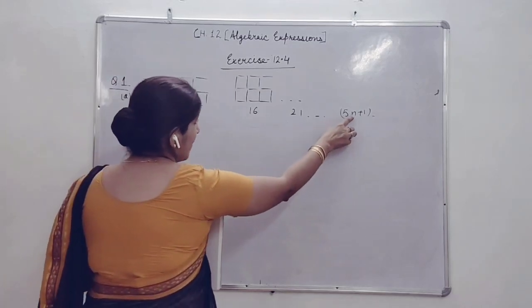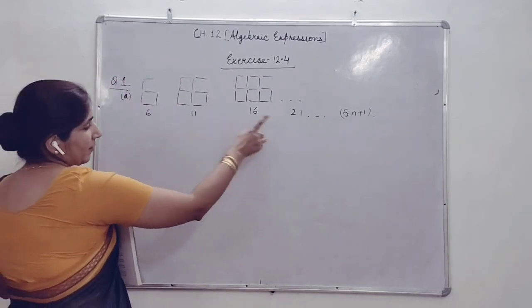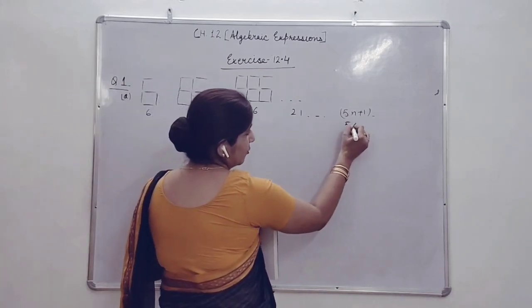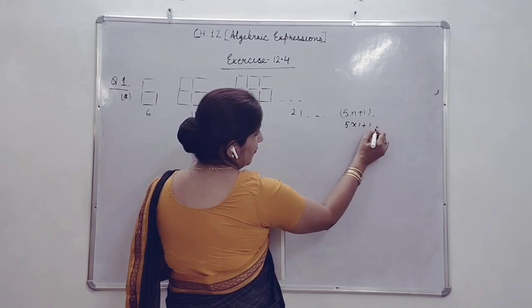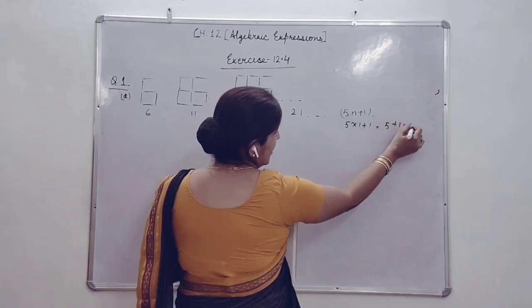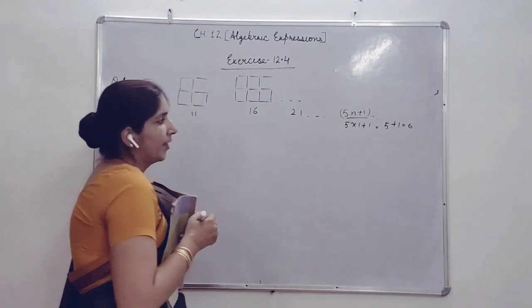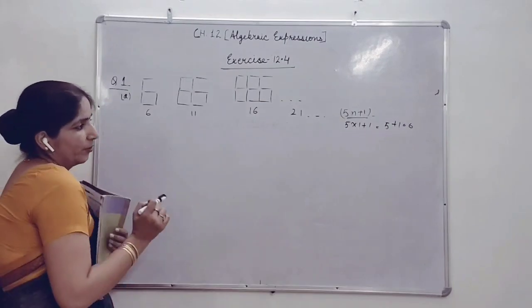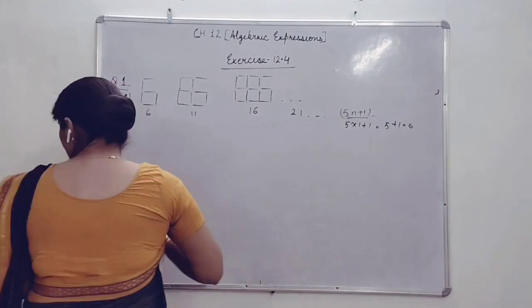If we put n equals 1, you can solve it. 5 into 1 plus 1 means 5 plus 1, that is 6. So if we put the values 1, 2, 3, we will find the same result, one 6 for n equals 1.